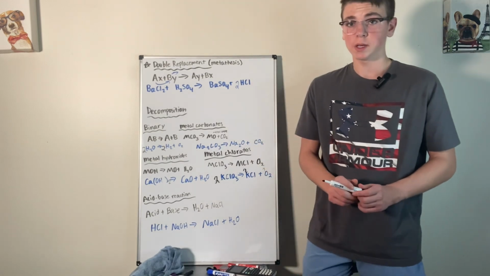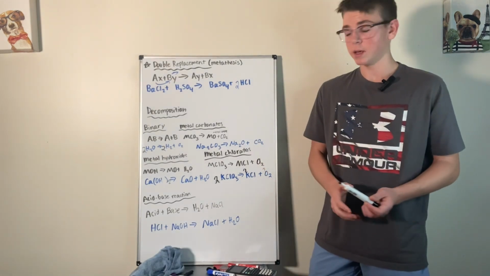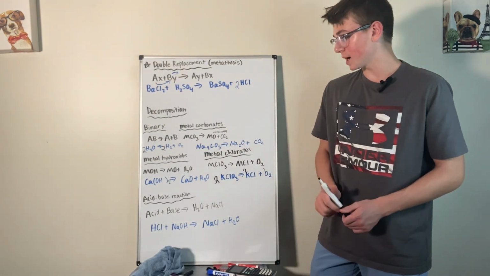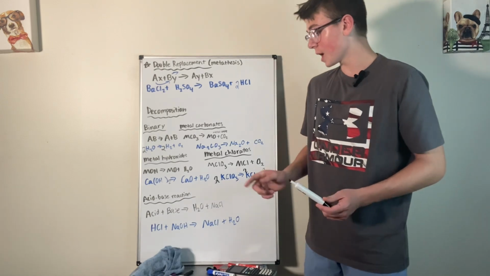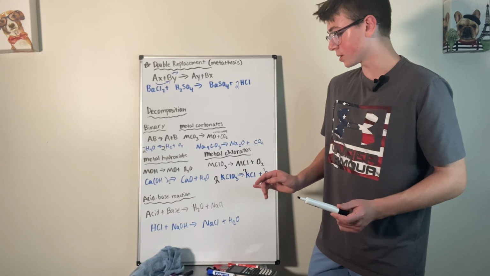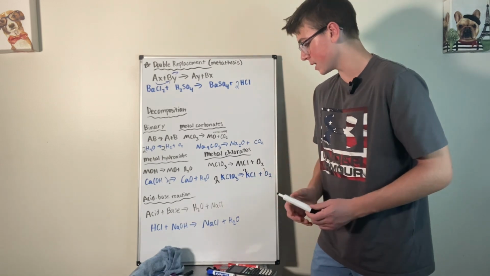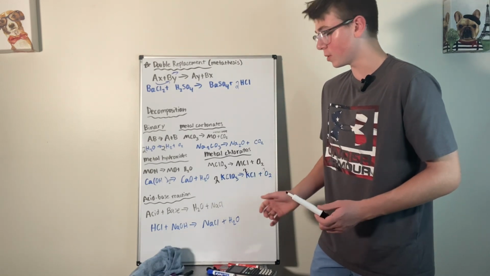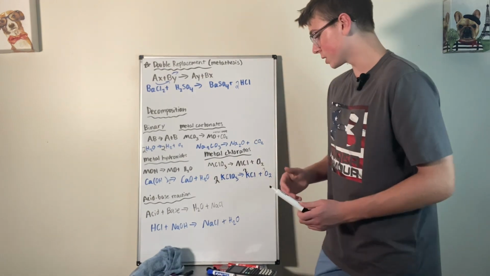Last one, which we're not going to be using until later on in honors chem, is acid-base reaction. You're going to have an acid plus a base yielding H2O and salt, so water and salt. So HCl plus NaOH yields salt and water. You're just going to do that over and over.